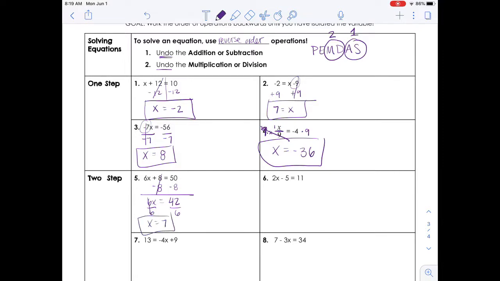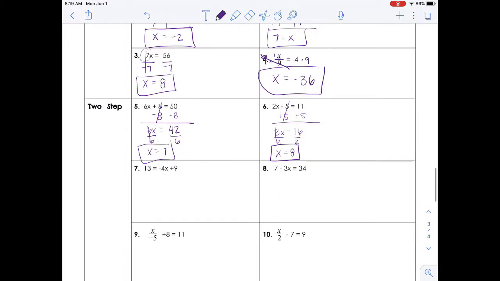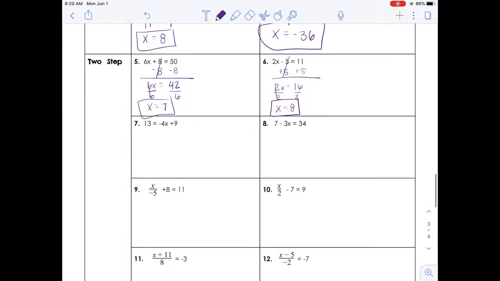Okay, same thing on the next one. I'm looking for that addition or subtraction. So I'm going to have to add 5 on both sides, and I get 2x equals 11 plus 5, which is 16. And then we're going to do the second step, which is undo multiplication and division. I'm multiplying by 2 there, so we're going to divide by 2. Whatever I do to one side, I have to do to the other. And 16 divided by 2 gives us x equals 8. I'm going to leave 7 and 8 for you guys to try.